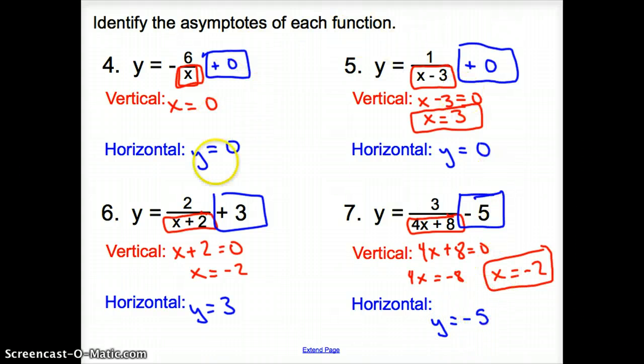Now tomorrow's lesson, we are going to use these vertical and horizontal asymptotes to help us graph. So it's a good start to identifying and graphing your asymptotes and rational functions. And that concludes 11.2 Rational Functions Part 1.